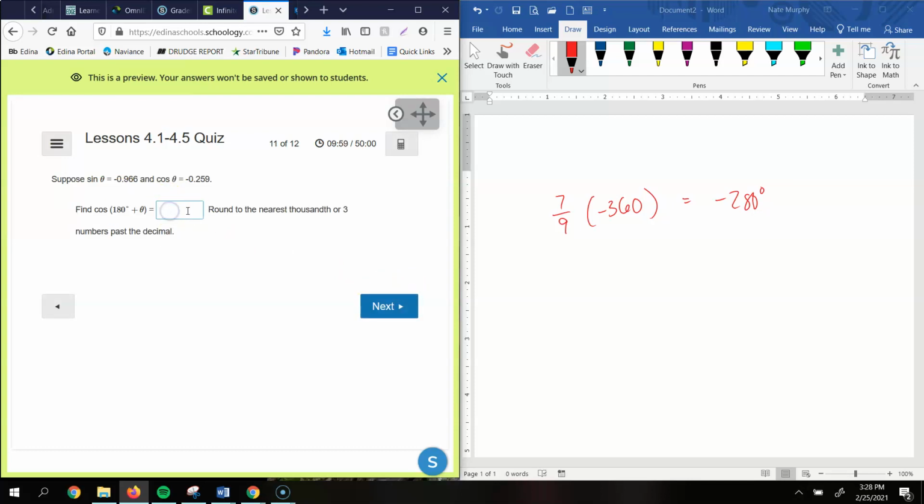All right, number 11 says find the cosine of 180 plus theta. So again, this is using those different theorems. And so this is the half-turn theorem, which states that if we have the cosine of 180 plus theta, if we rotate halfway around the circle, it's going to be the opposite of where it started. So it's going to be the opposite of the cosine of theta. So the cosine of theta is negative 0.259, so the opposite of that would be a positive 0.259.